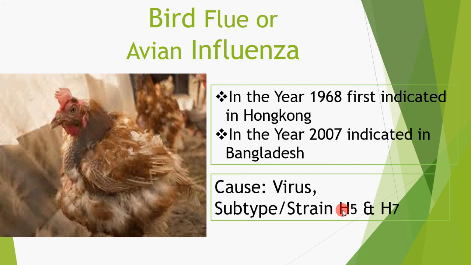First of all, bird flu or avian influenza. In our country, it was identified in the year 2007, but in 1968 it was first identified in Hong Kong. The cause of this disease is a virus, and the subtypes or strains are H5 and H7.